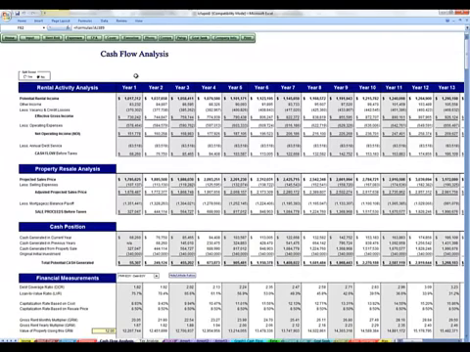Now, the next thing I'm going to show you is the goal seek function of the cash flow analyzer. This is a great tool. I just want to show you how it works and how to use it. I'll see you on the next video.